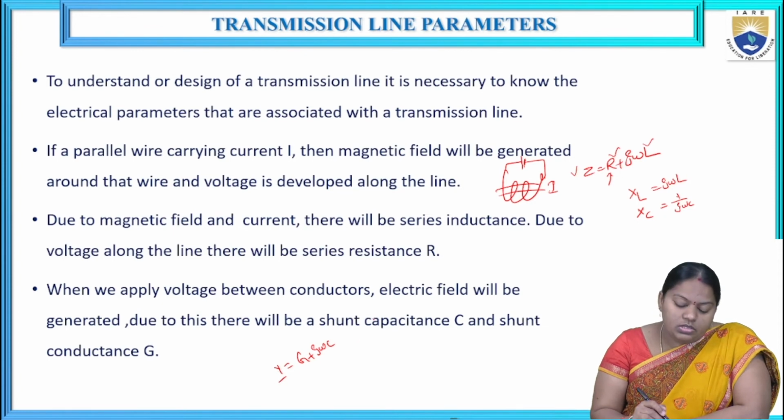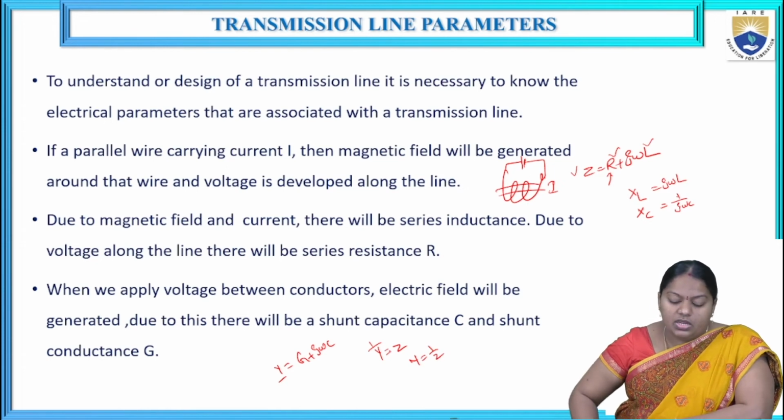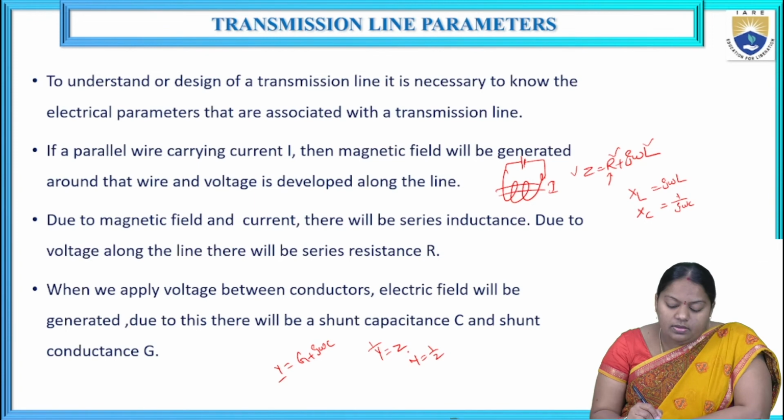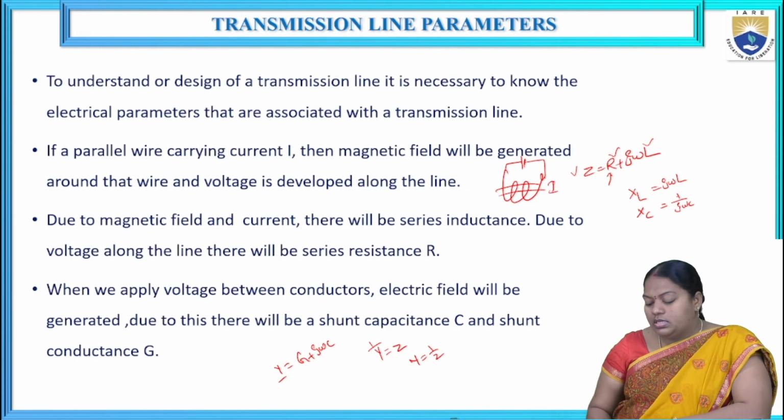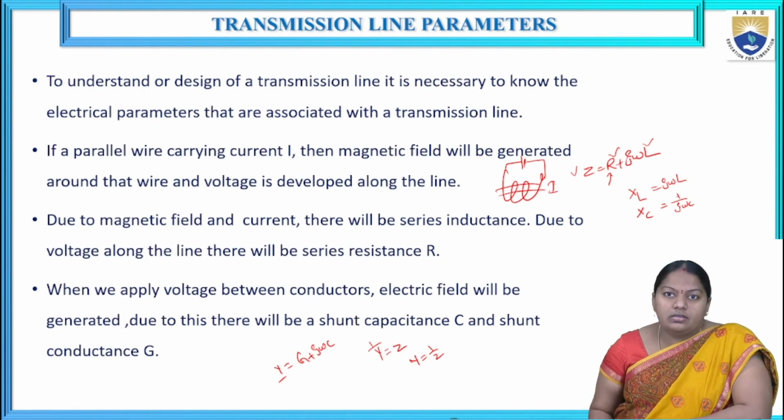Shunt means the reactive elements can be represented as 1 by G and 1 by XC. There is a relation between admittance Y and impedance Z: Z is equal to 1 by Y, or Y is equal to 1 by Z. The two are reciprocal to each other. Based upon this, the series impedance and shunt admittance can be written as Z is equal to R plus j omega L and Y is equal to G plus j omega C.